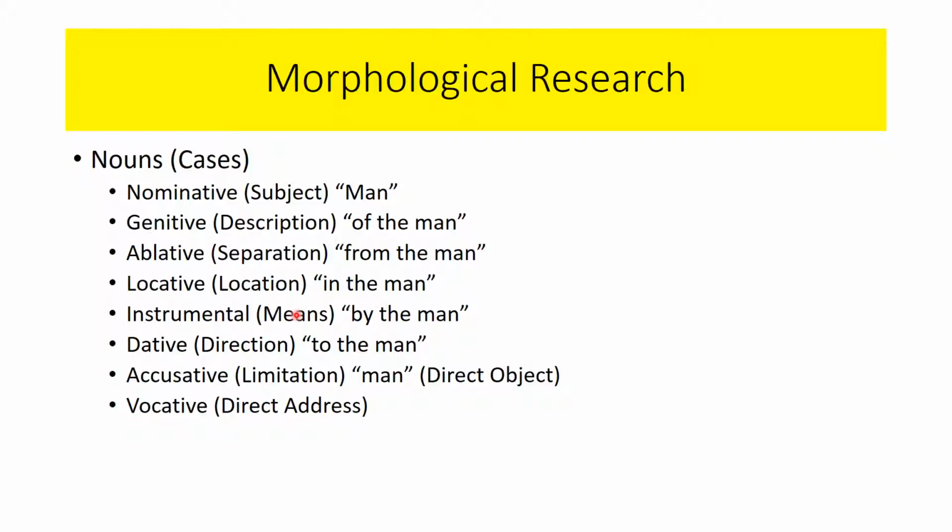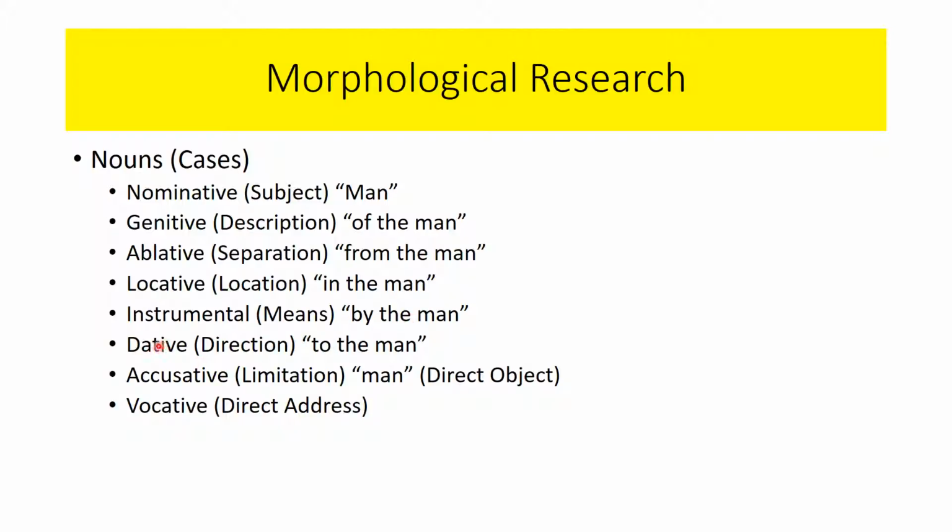The case of means is what we call the instrumental case. And in English, we put the preposition by the man. So I was taught by the man, which means the man was the instrument that was used to teach. So that's the instrumental case, or the means by the man.